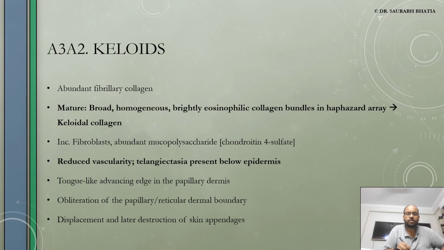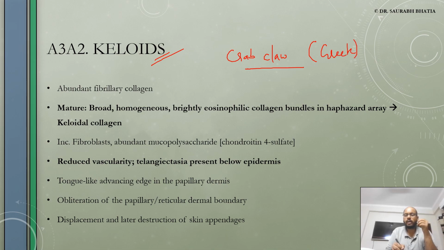The second tissue which shows hypertrophy are the keloids. Now, keloid in Greek means crab claw. Okay, crab claw in Greek. And why is it called crab claw? Because the tissue on clinical examination looks like it is clawing around. You have heard the word claw in context of keloids. So the tissue claws and goes outside the wound margin. Okay, if this is the original wound, the keloid will look like this. Okay, so claw-like extension, and that is why it is known as keloid.